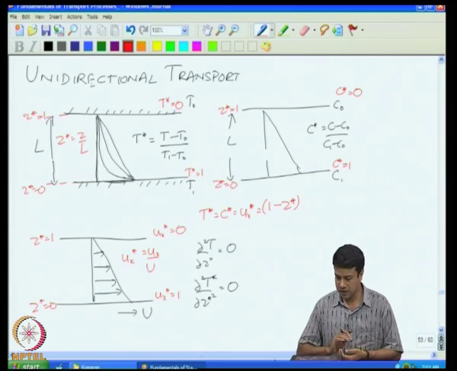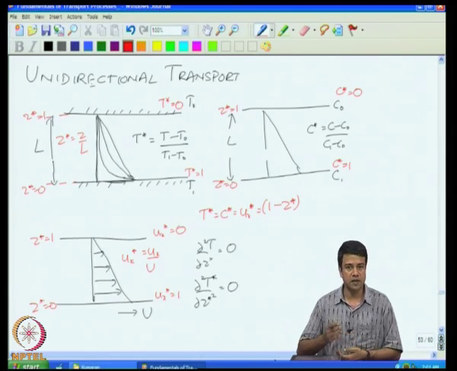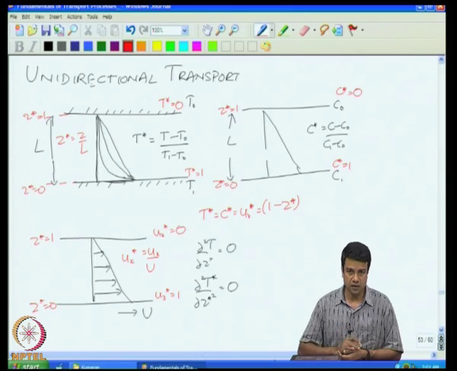And scaling is a useful concept because, for example, I could have a real temperature between these two plates varying between say 20 degrees and 40 degrees centigrade.